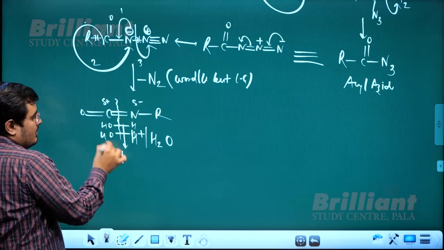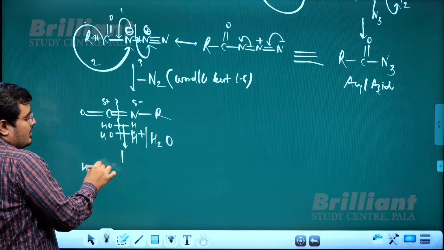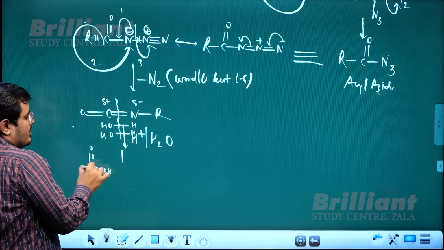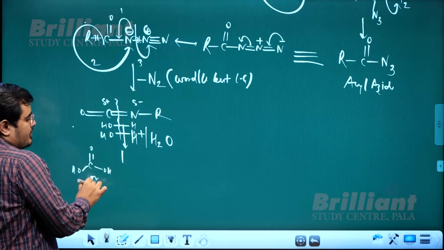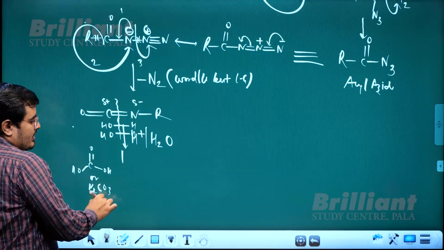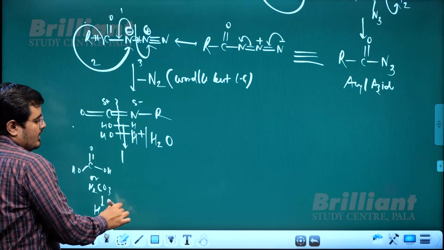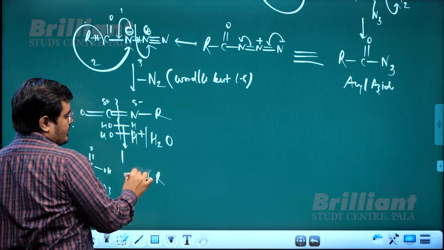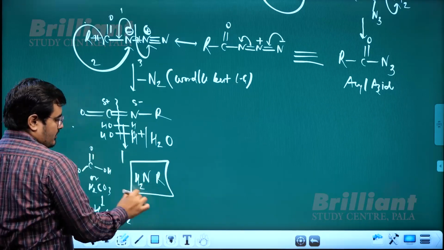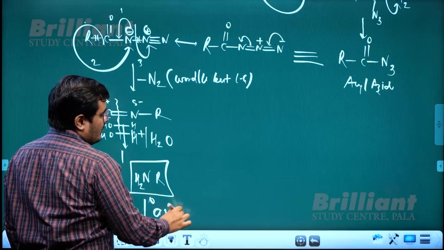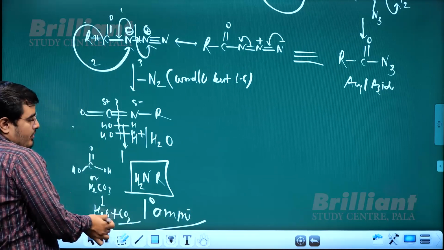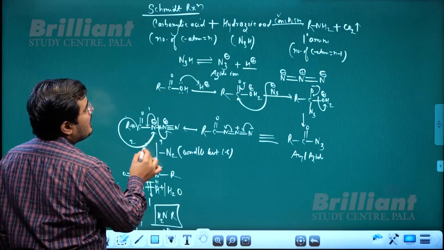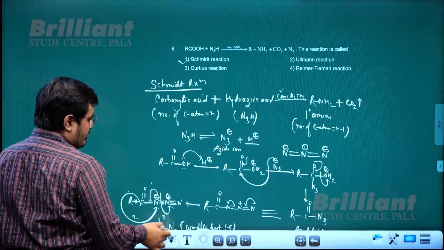So breaking this bond, this part will give me H2CO3, that is C double bond O, OH, OH, which is H2CO3. Carbonic acid we know is not stable, so it will decompose into water and CO2, whereas this part will give you R, NH2. So you will get a primary amine, CO2 and water in the Schmidt reaction.